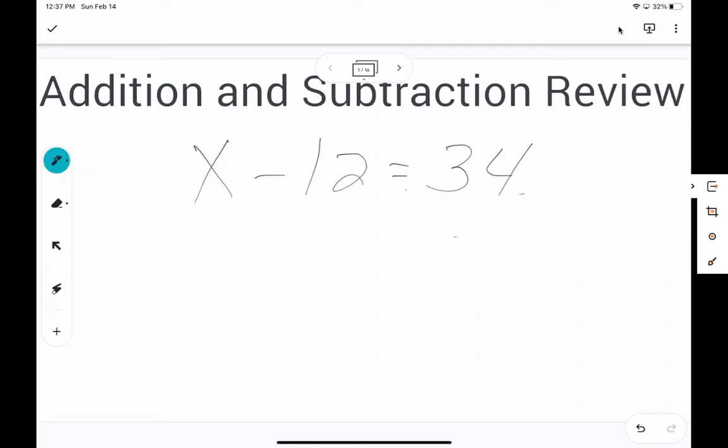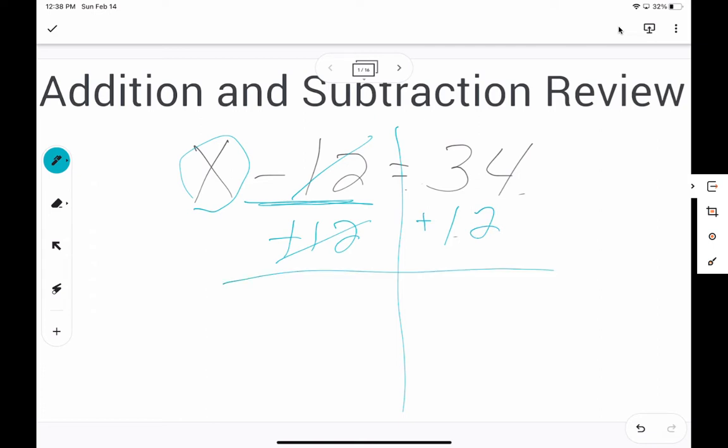But what I can do is balance it out. This is what I want by itself. This is what I need gone. This is minus 12. So the only way to undo that and get rid of it is to add 12. That cancels. But whatever I do on one side, I have to do on the other. 34 plus 12 is 46. X equals 46. I can test it. 46 minus 12 does give me 34, and we're good.